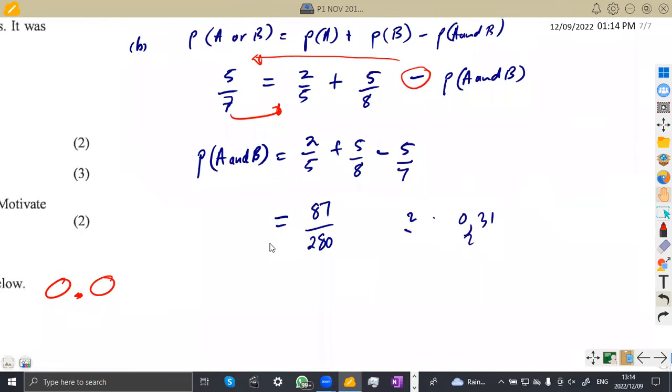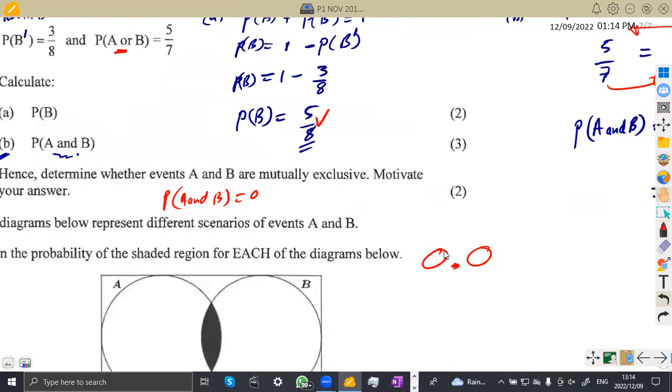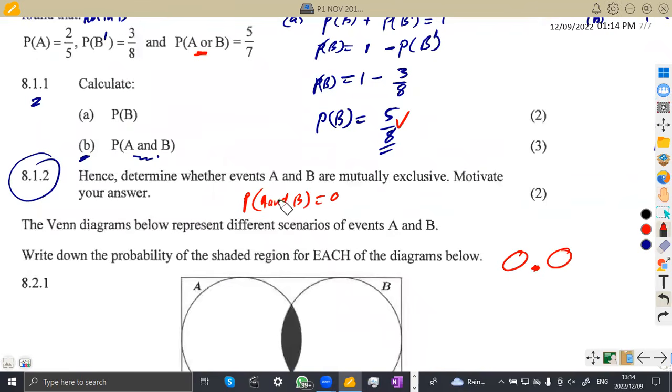So therefore, they are not mutually exclusive because we can see that the probability of A and B is not equal to 0. So therefore, they are not mutually exclusive. All right, so that's what you can give as your final answer there. Everything was direct. Okay, sorry, I forgot to check this.